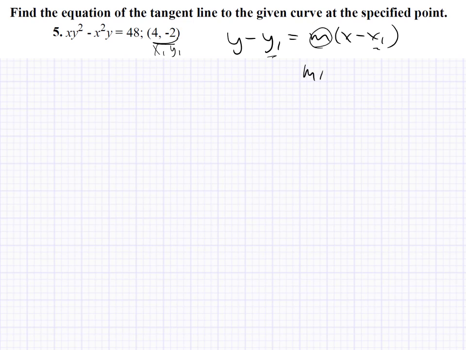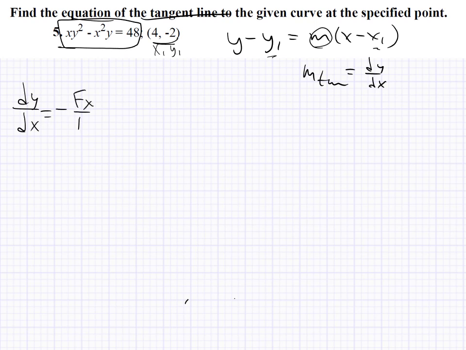Then we need the slope. Well, this is the slope of the tangent line, right? Because we're trying to find the equation of the tangent line. Well, slope of the tangent line is the derivative of y with respect to x. So this is an implicit equation. So basically, we want to find dy/dx for this implicit equation, in which case we can do negative Fx over Fy. Well, we would want to write this in equal to 0 format, so it'll be x squared y squared minus x squared y minus 48 equals 0. So there's your capital F function that we're talking about here.